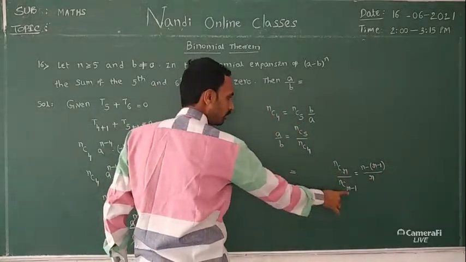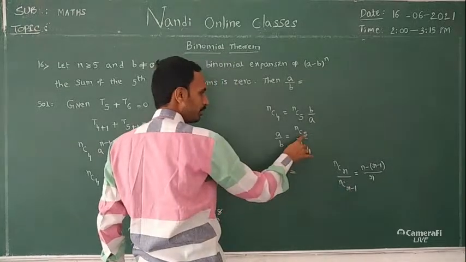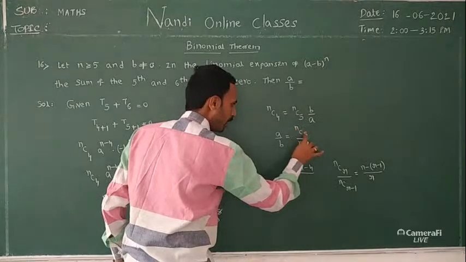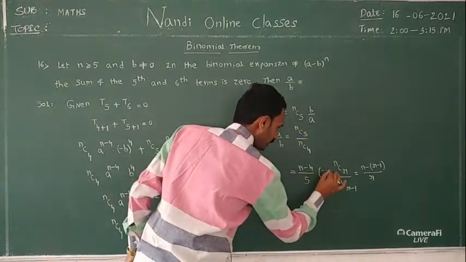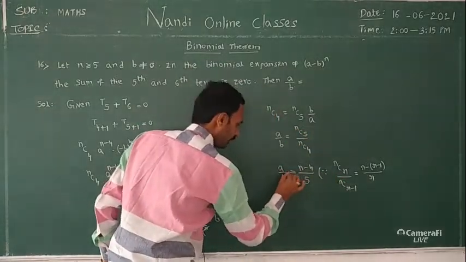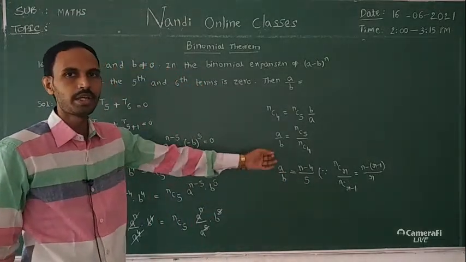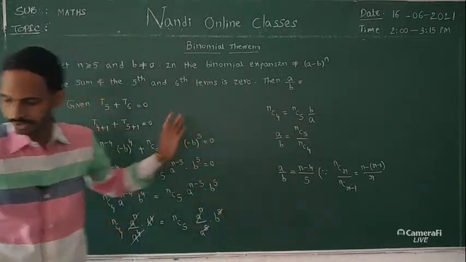r is there, one term decreased, r minus 1. So 5 is there, one term decreased. n minus 4 divided by 5, since this formula. So that is the value of a by b. So the value of a by b is n minus 4 by 5. Write it.